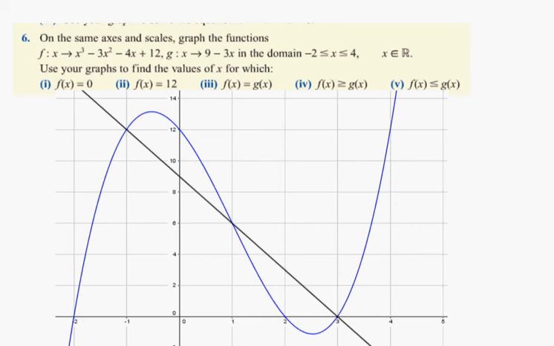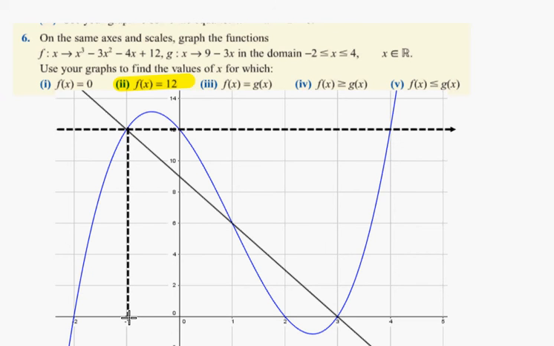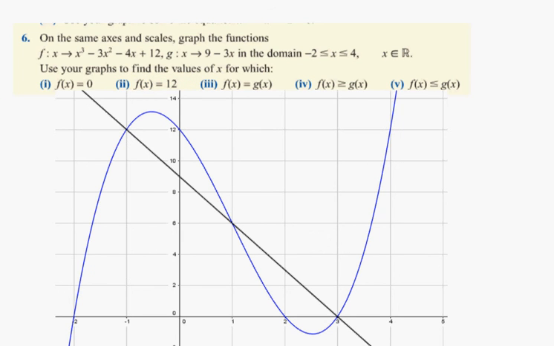Okay, next question. Where is f of x equal to 12? Where is the output of the curve 12? Well, if I draw a straight line through 12, you can see it happens how many times? 3 times. Once is minus 1, twice is 0, and the third time is 4. So minus 1, 0, and 4. Everybody got that?